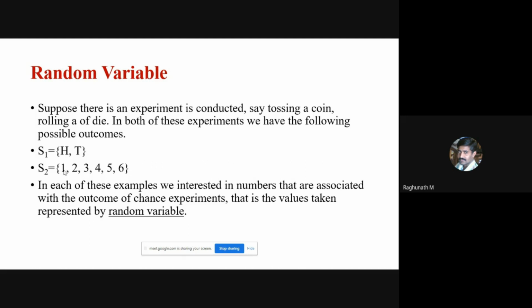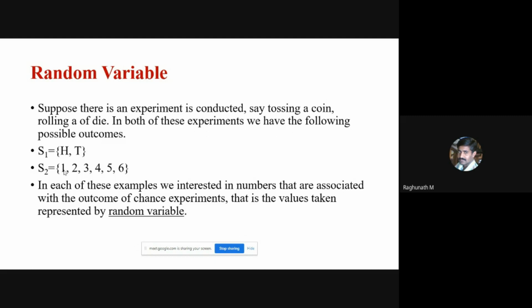There are four possible outcomes if I toss two coins: head head, HT, TH, that is, first coin is tail and second coin is head, and both tail. If I count the number of heads, then my random variable is the number of heads I'm going to get while tossing two coins. So the possible values that I'm going to get for my random variable are 2, 1 and 0.